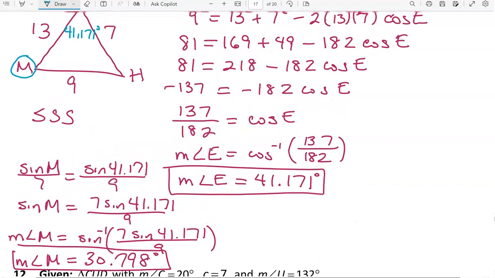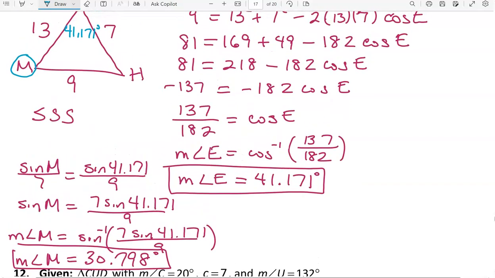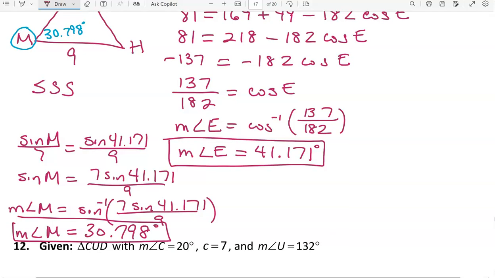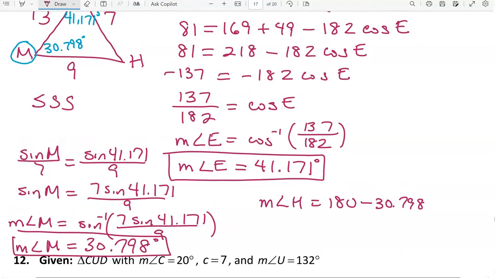Now that we have that result, I'm going to include that in our diagram, 30.798. And now it should be obvious that the easiest thing to find next is that third angle just by subtracting from 180. So the measure of angle H is equal to 180 minus the 30.798 minus the 41.171.